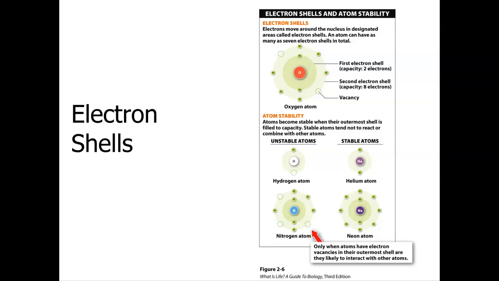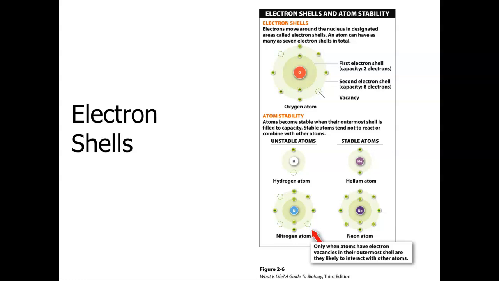The second shell is going to hold up to 8 electrons. It doesn't have to have 8, but it can hold up to 8. So here you're looking at oxygen. Notice that its outer shell has 8 spots, but it's only filling 6 of those. So 2 of those spots are going to need to be filled in order for it to be stable. 8 electrons on the outermost shell are referred to as stable electrons. So you need those to make it stable. Lots of times they refer to it as the octet rule. You want 8 on the outermost shell.